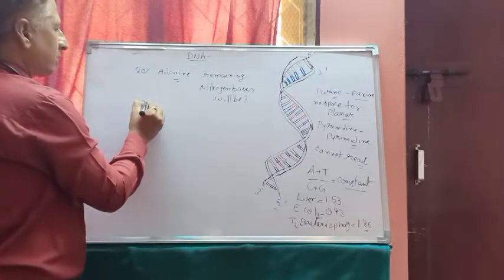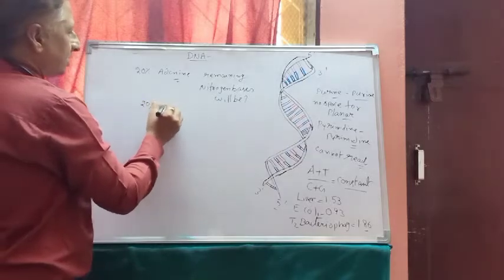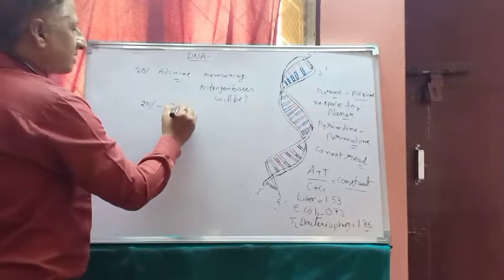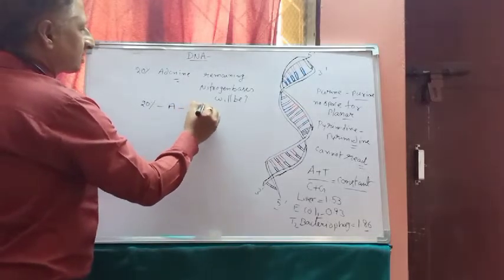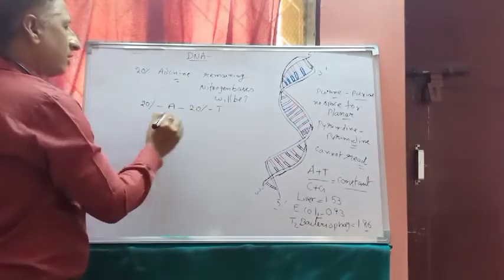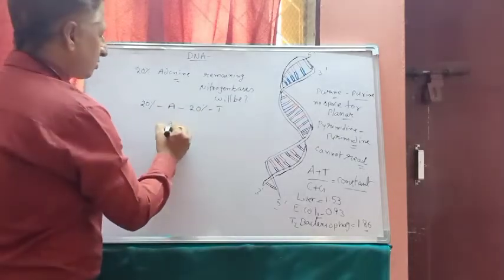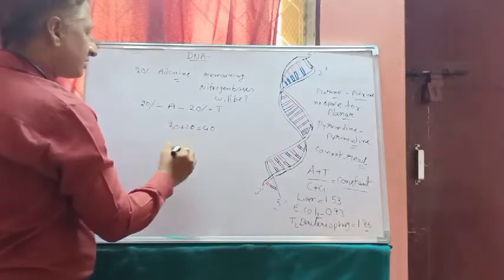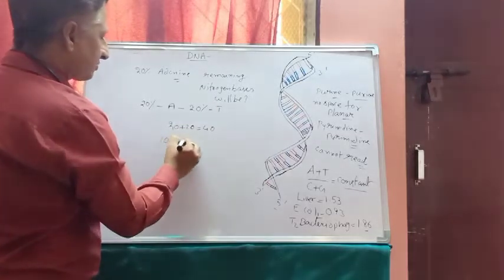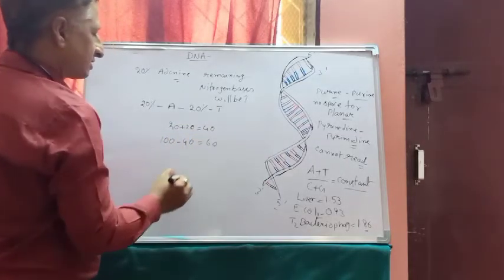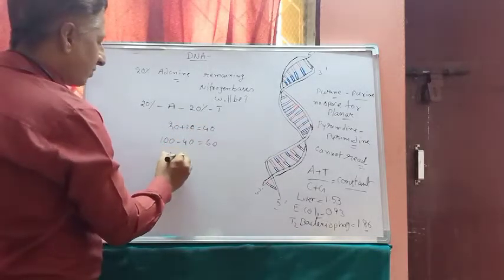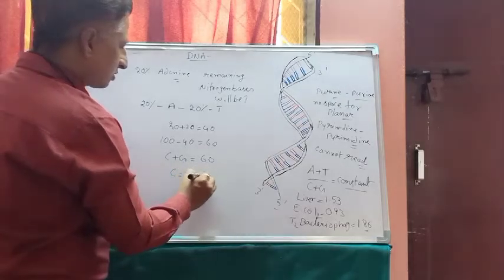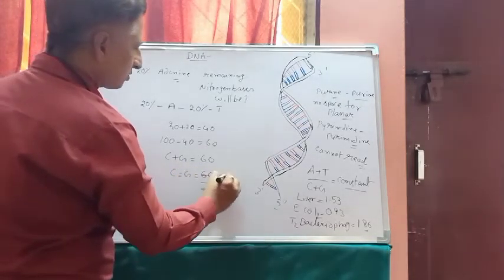So that 20 is adenine, 20% adenine. Then what we said just now, thymine also 20%. 20 plus 20, how much? 40. So overall, let us say percentage 100. 100 minus 40 is equal to 60. So the remaining C plus G is equal to 60. So that C is equal to G is equal to 60 by 2, which is 30 each.